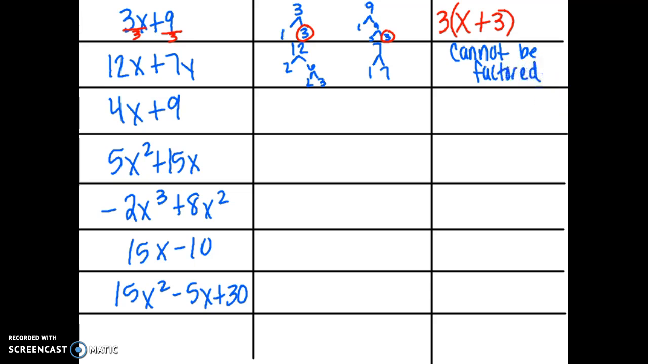4x plus 9. So I have 4 and 9. 4 is 1 times 4. 4 is 2 times 2. 9 can be factored by 1 times 9, and 9 can be factored by 3 times 3. So I have a 1, 2, 2, 3, and 3, and of course a 1. But 1 goes into everything. So if the greatest thing they have in common is a 1, then it cannot be factored.